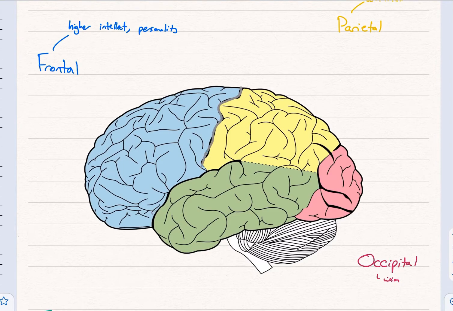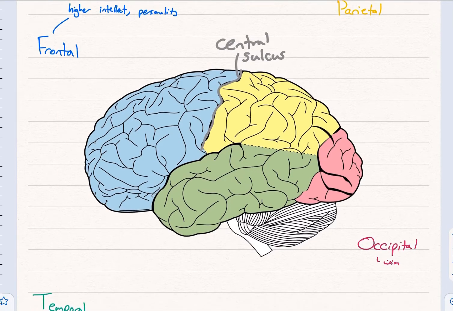This one here is called the central sulcus. This is kind of like if you're wearing a hairband on your head. If you can find the central sulcus on the brain, you'll be able to find your way around the rest of it.